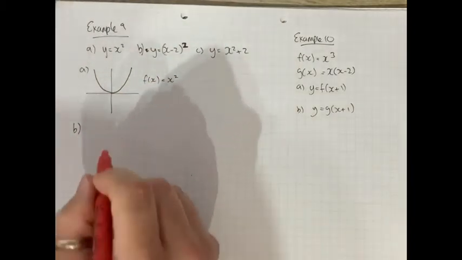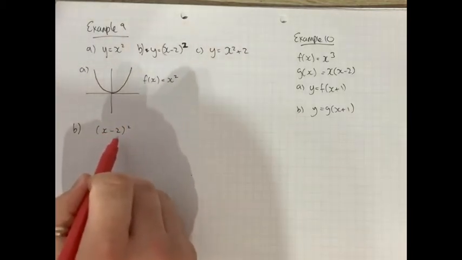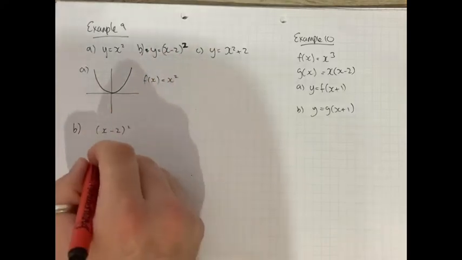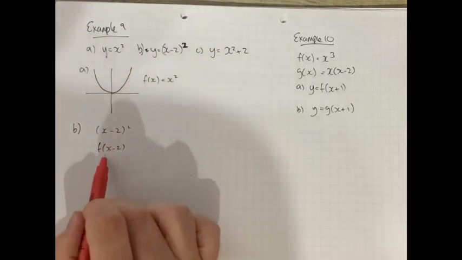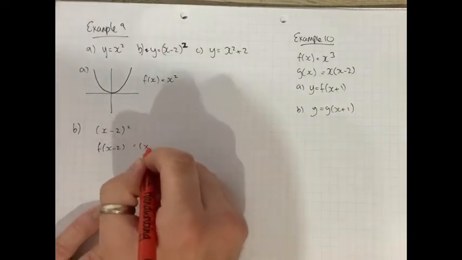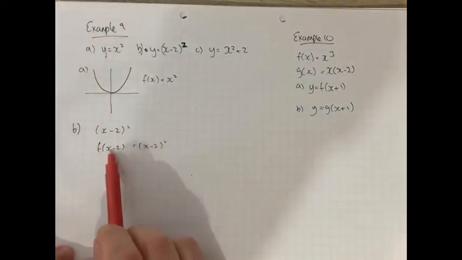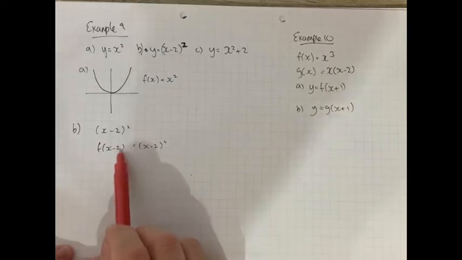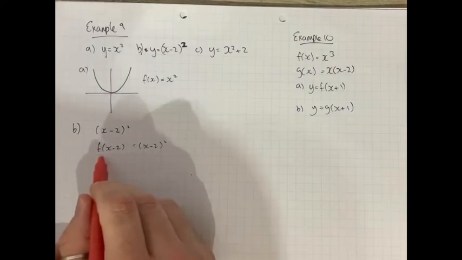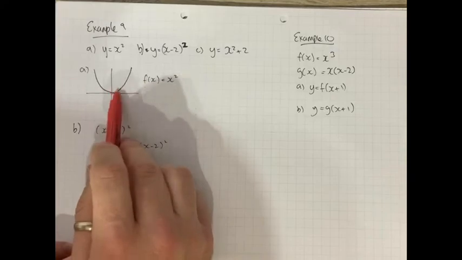Now in B, we want to do (x minus 2) squared. So the minus 2 is inside the bracket. The function is to square it. So now we're squaring x minus 2, so it's going to be f of x minus 2. That's the input, and the function squares it. That is inside the bracket, so it's all about the horizontal. It's indicating to go left, but no, awkward: you're going to go right. So it takes this graph and shifts it to the right.